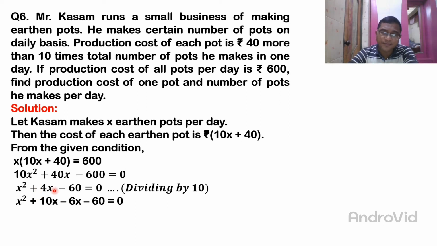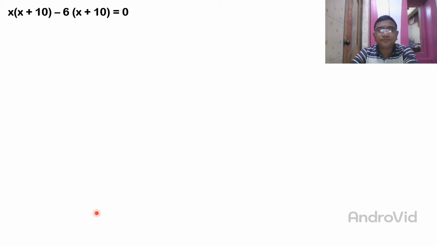So 4x, see this 4x, is factorized as 10x minus 6x. So this is the first term, x squared plus 10x. This is the second term, minus 6x minus 60. So common is x, so I write here x in bracket x plus 10. Here common is minus 6, and uncommon is x plus 10, is equal to 0.